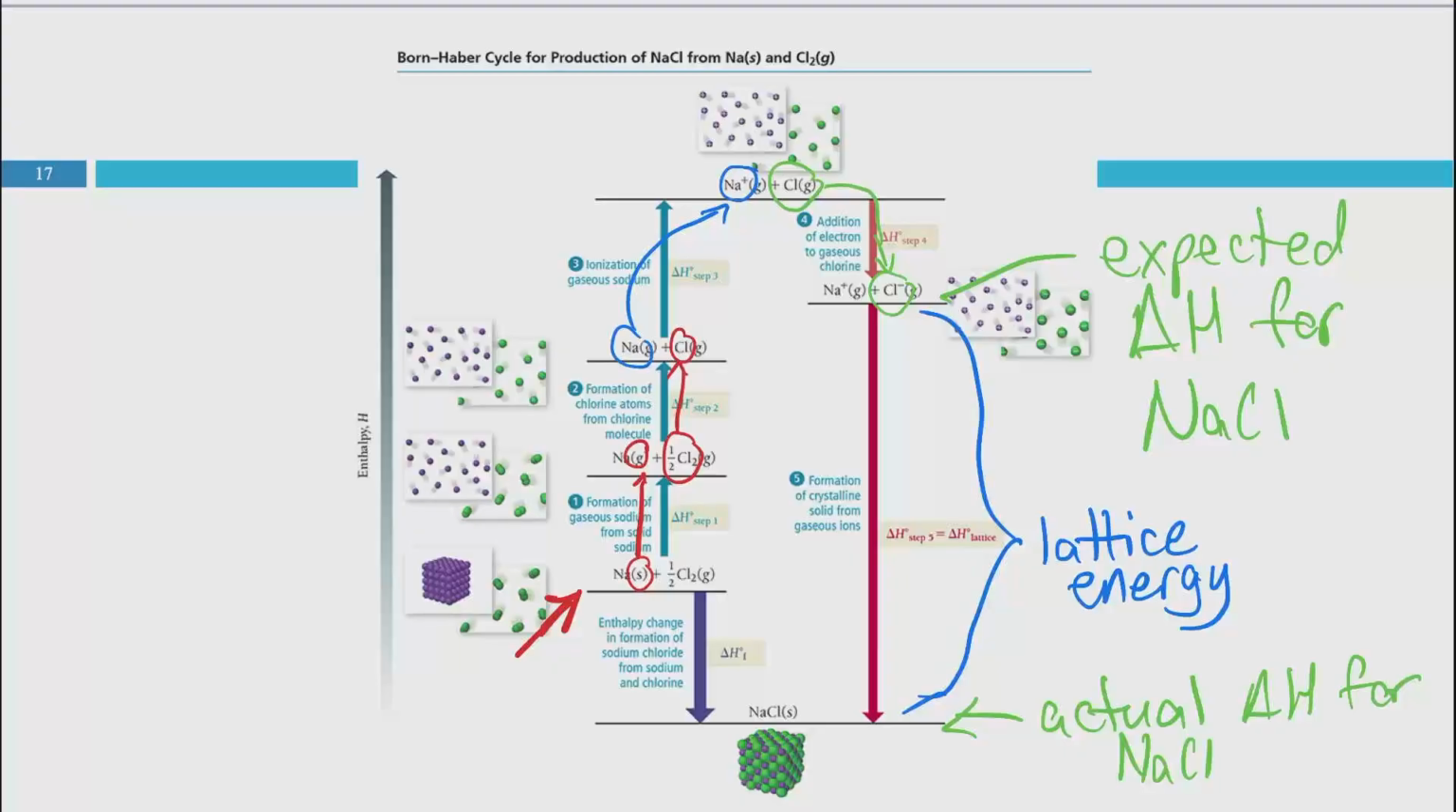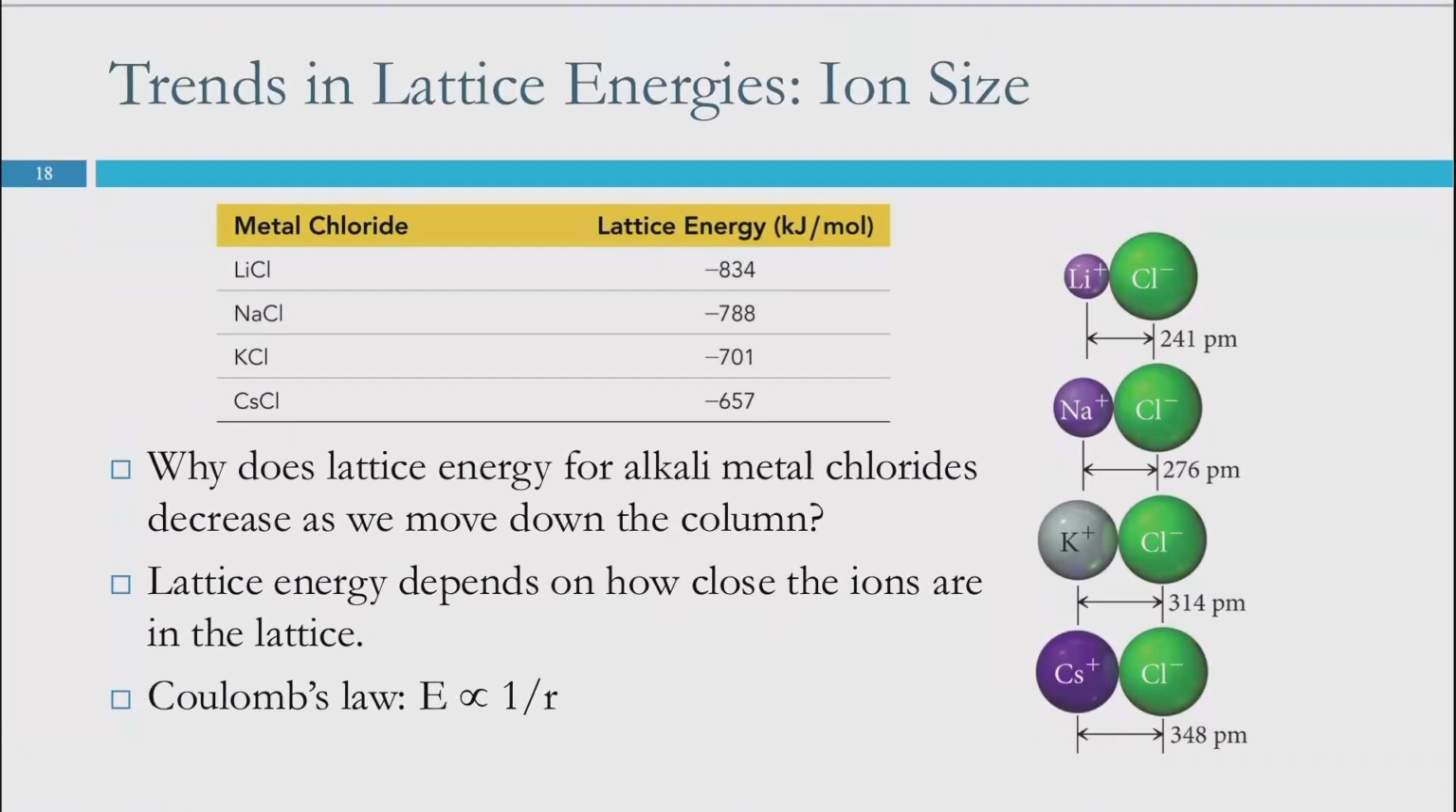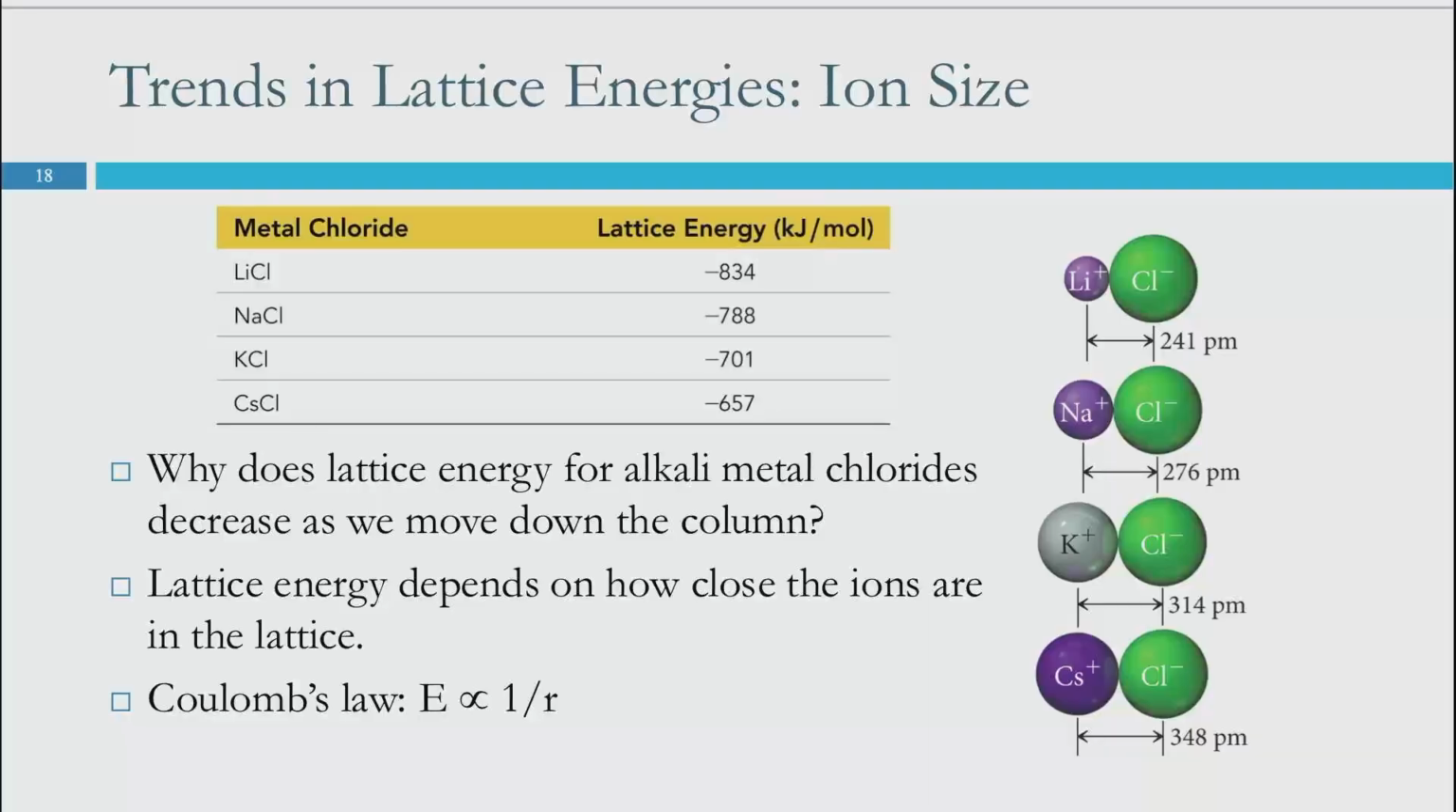We basically have two trends. I don't think they're particularly complicated. And they are related to Coulomb's law. So we've got a trend for ion size. For ion size, if we look at some metal chlorides, so this is different metal ions paired with chloride ions, we can see that lithium chloride has the highest lattice energy, cesium chloride has the lowest lattice energy, and if we compare these pairings, lithium chloride, sodium, potassium, cesium chloride, we can see that the distance between our nuclei is different.